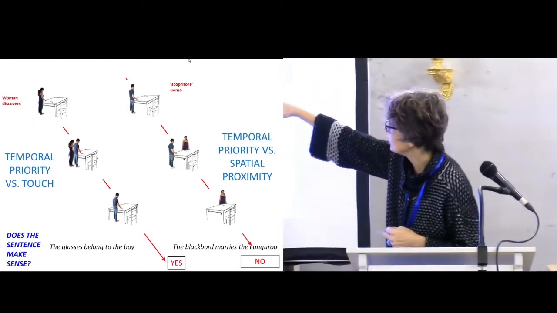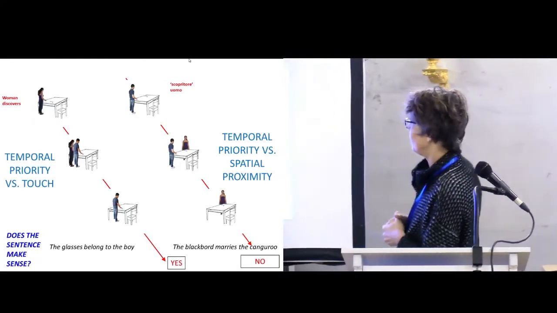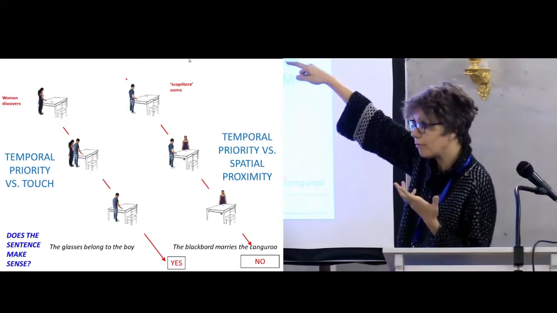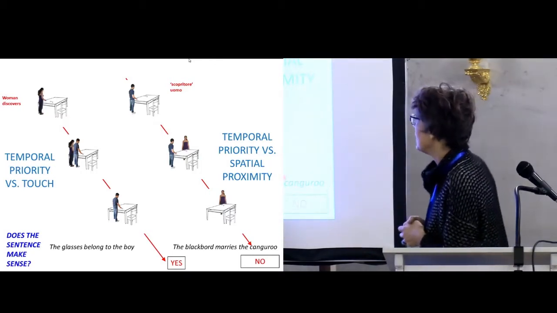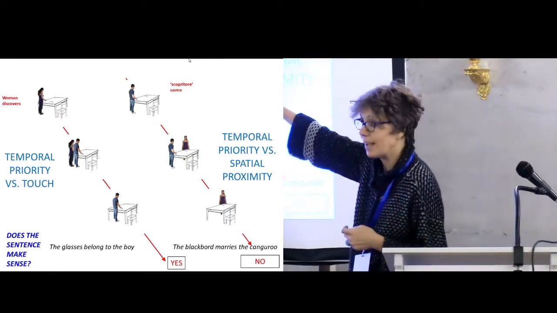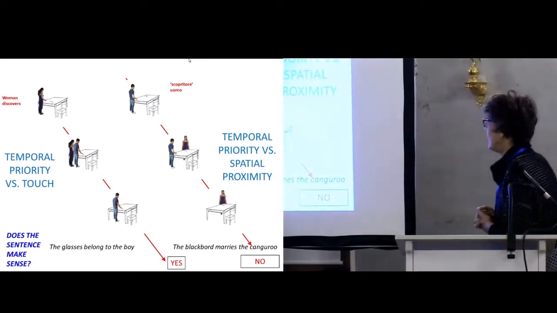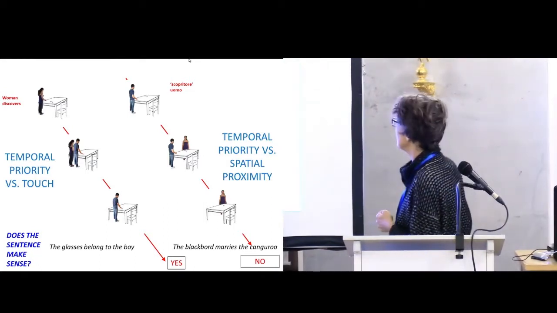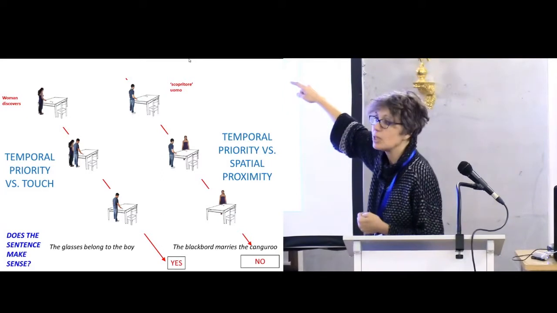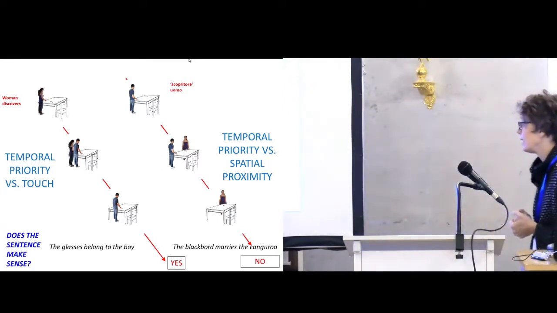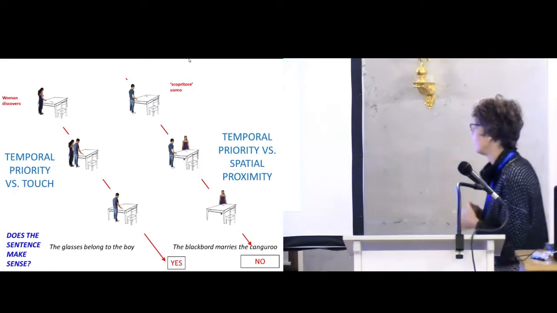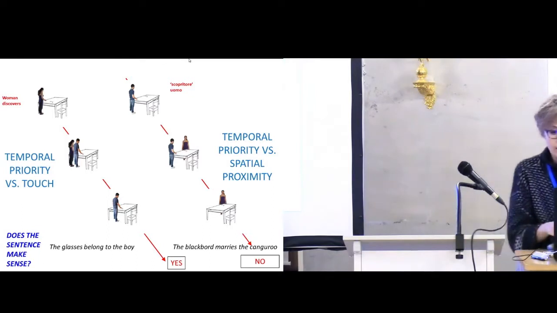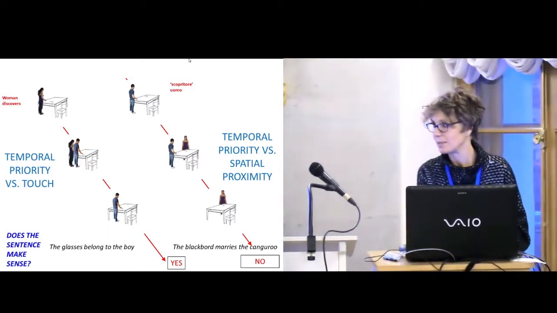In this case, the participant was shown different images in which the woman discovers the object, so she is the first to see the object, but then the boy is touching the object. So we contrasted those. In this case, we contrasted temporal priority and spatial proximity. The man discovers the object, but the object is close to the book. And they had to decide whether the sentence makes sense. The blackboard marries the kangaroo doesn't make sense, while the glasses belong to the book does make sense. And we computed response times.